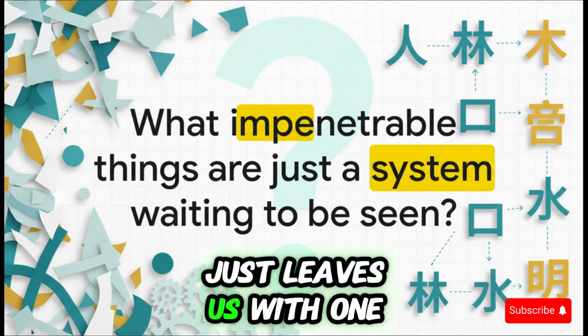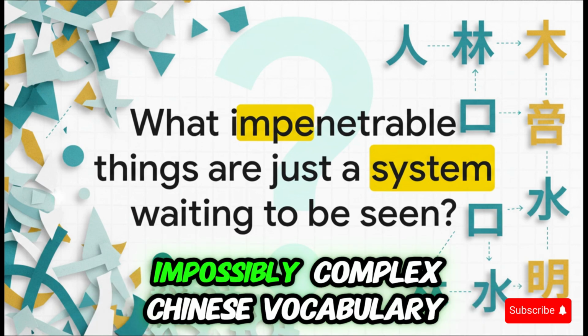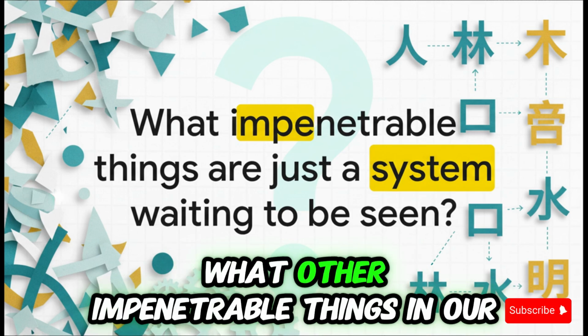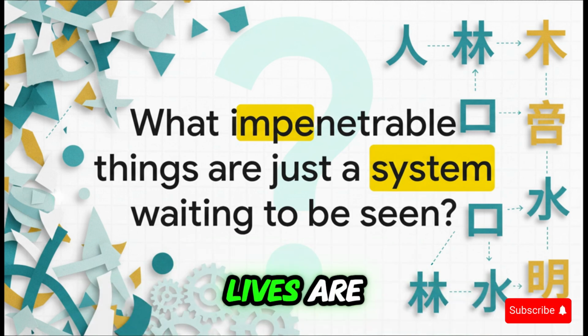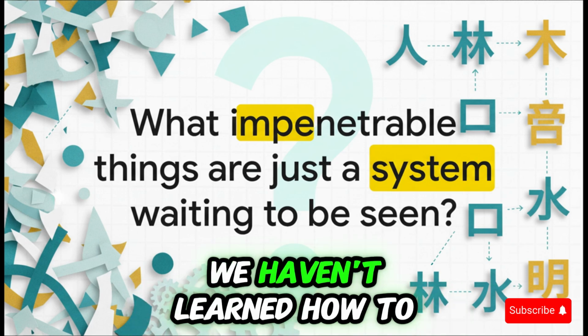And that really just leaves us with one last question to chew on. We just looked at something that can seem impossibly complex, Chinese vocabulary, and we found the simple, logical system hiding underneath it all. So it kind of makes you wonder, what other impenetrable things in our lives are maybe not so random after all, but are just a system of patterns we haven't learned how to see yet?